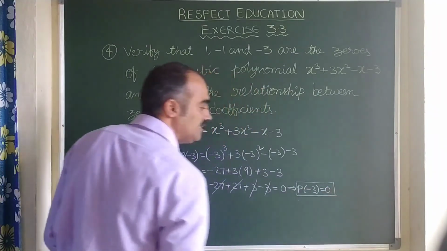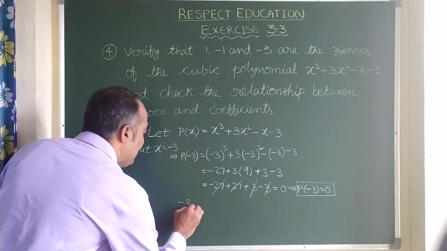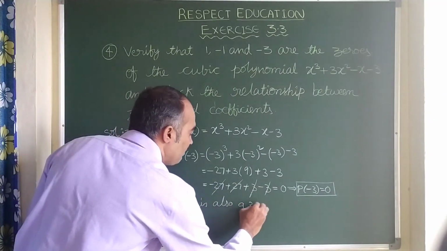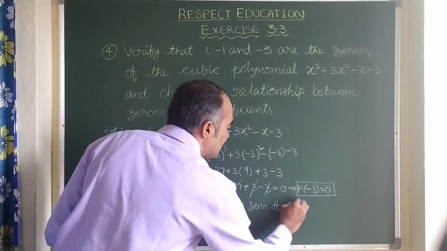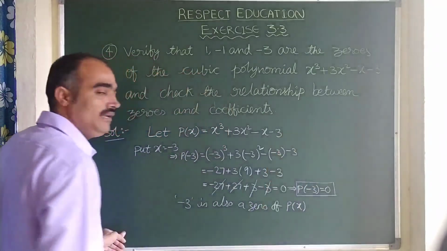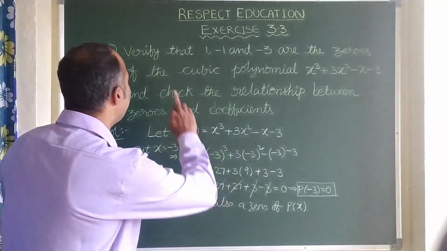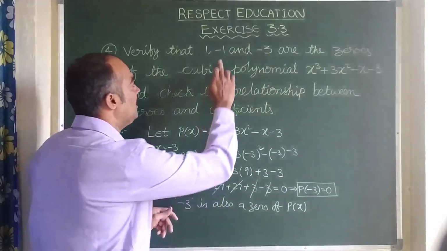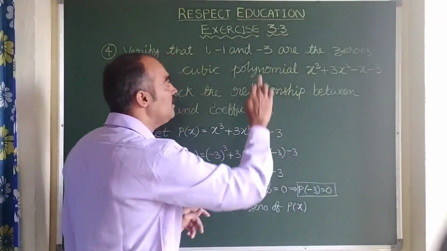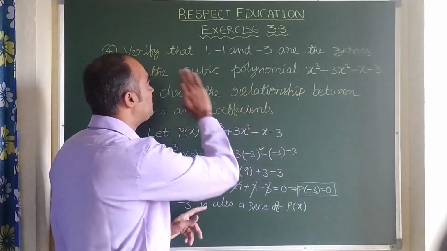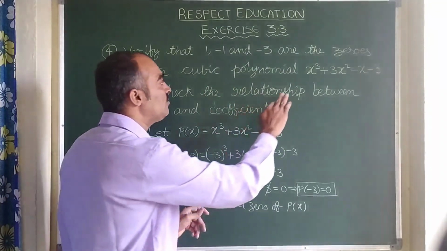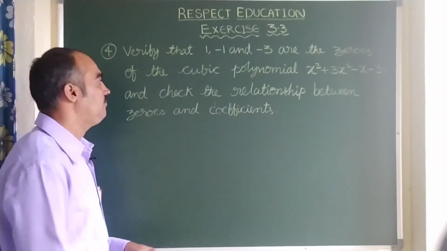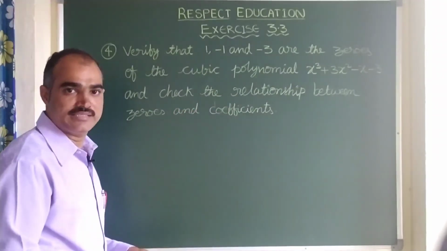If P of minus 3 is 0, we can write it as minus 3 is also a 0 of P of x. So finally here we have verified that 1 is a 0 of the given polynomial, same way minus 1 is also a 0, same way minus 3 is also a 0. That means all the given 3 values are zeros of the given polynomial, right? Now we verify, means we check their relationship.